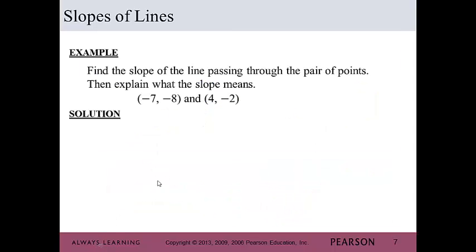Alright, so it says find the slope of the line passing through the pair of points and then explain what the slope means. So let me show you a shortcut method for calculating the slope. What you're going to do is write your points and stack them. So it's (-7, -8). And then write the other one right underneath it. So (4, -2).